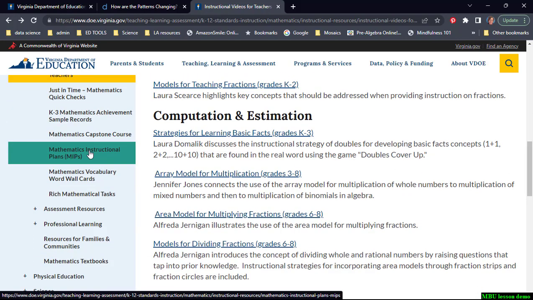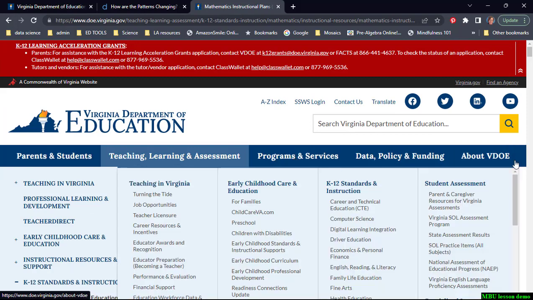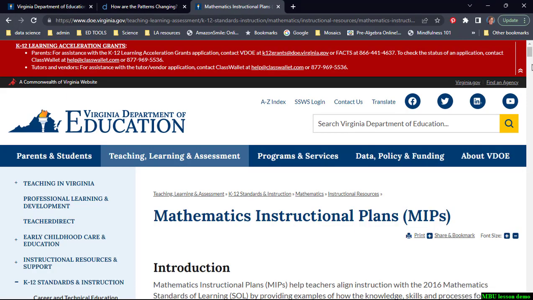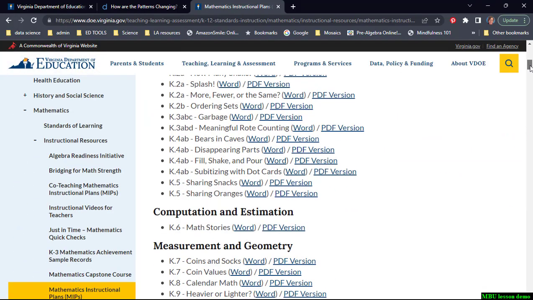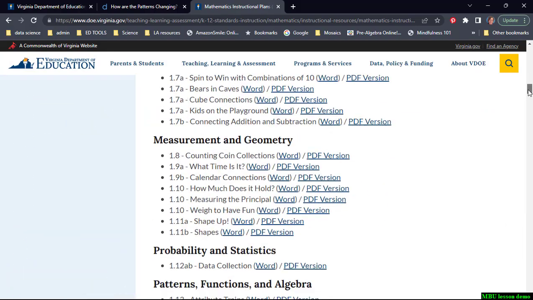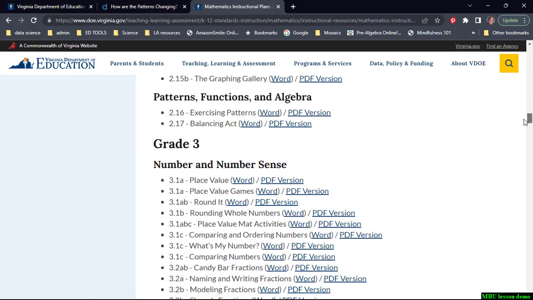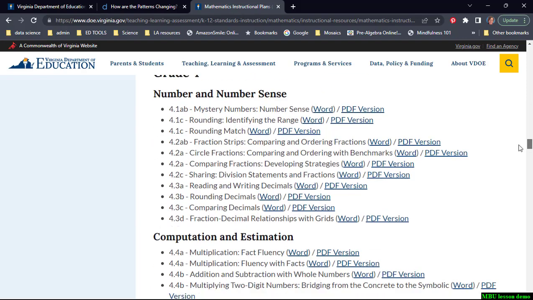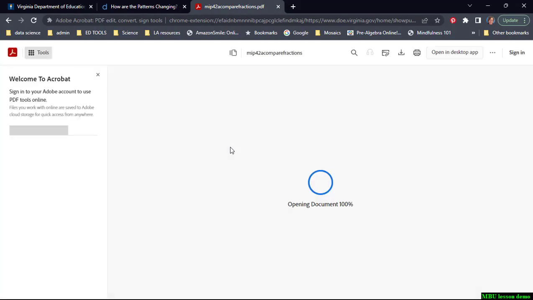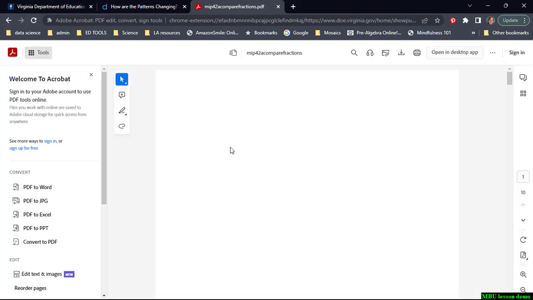The MIPs, like I said, are fully completed lesson plans that you can use on certain subjects. Again, it's sort of by grade level and then by whatever it is you're talking about. So, for example, let's go a little higher this time. Comparing fractions and strategies. Again, it gives you a full lesson plan for you to use.